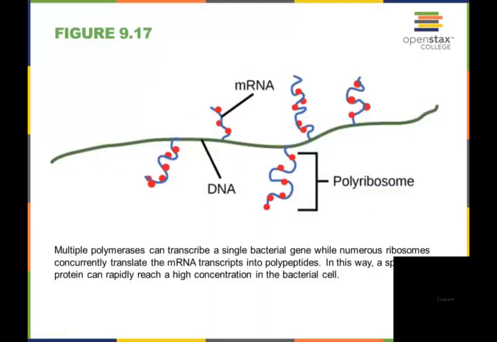So when it's doing this, you can have multiple polymerases transcribe a single bacterial gene, while numerous ribosomes can concurrently translate the mRNA transcripts into polypeptides. So this is a way that a specific protein can be made very rapidly in a bacterial cell. So essentially, you can think of the RNA that is being made, your messenger RNA, as the working copy, being made as you go.